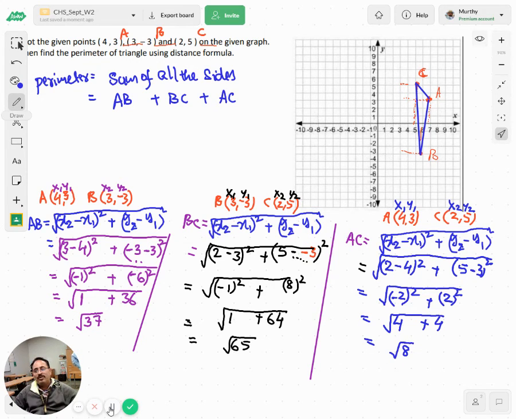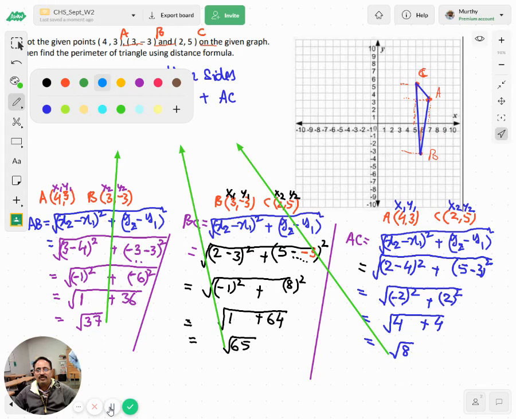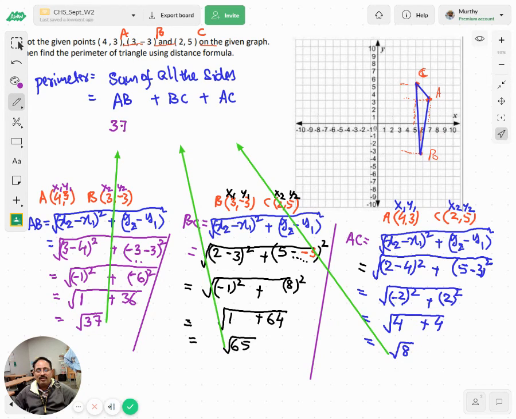Now the last part of the question is, I'm taking the AB value all the way here and the BC value all the way here, from here to here, and AC from here to here. Right. So let me copy these values first. AB is square root of 37 plus BC is square root of 65.